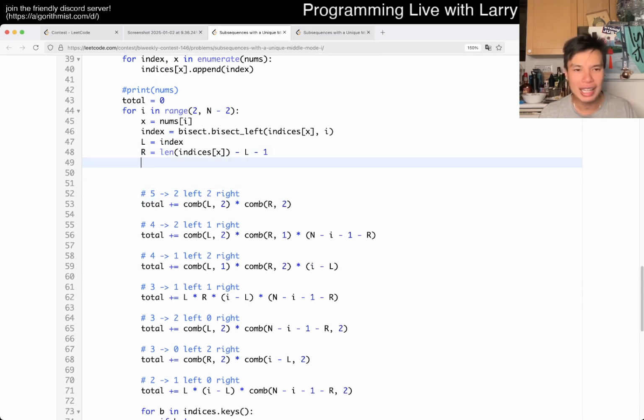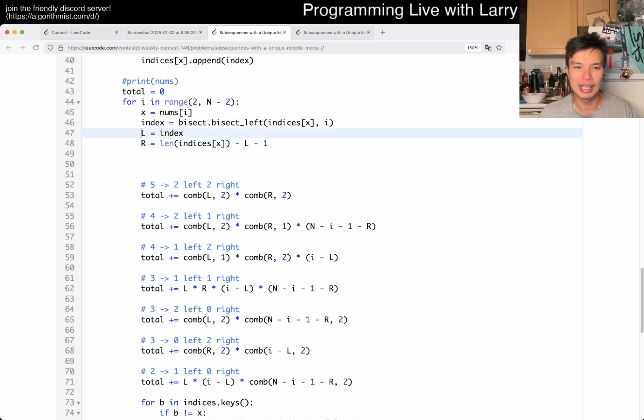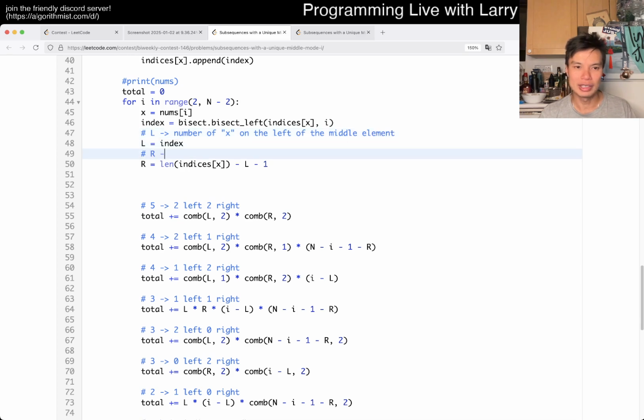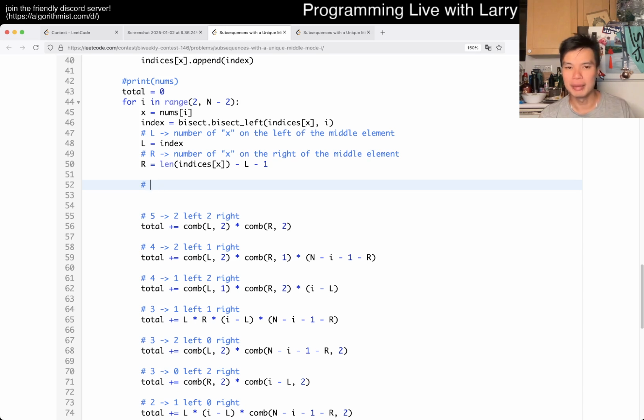Okay, so I actually want to optimize this a little bit, or make it more readable. So L is the number of X, which is our current thing, on the left of the middle element, right? R is equal to the number of X on the right of the middle element. But I also want to add in a thing for, like, maybe L rest, which is equal to the number of non-X on the left of the element.